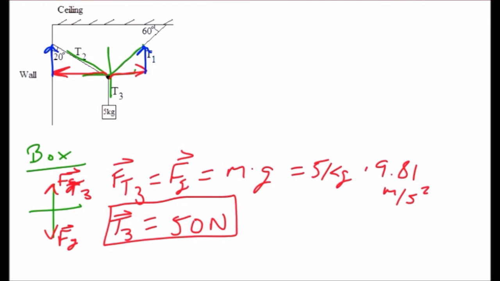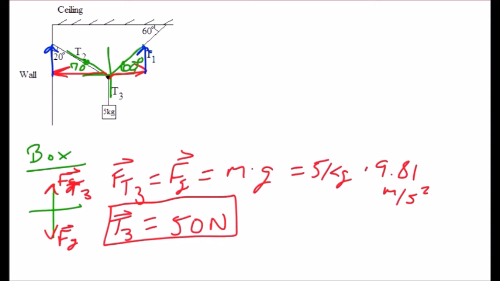Okay? So if this angle up here is 20 degrees, what must this angle down here be? 70, okay? All right. And then if this angle up here is 60 degrees, what must this angle here be? 60 degrees. There you go.